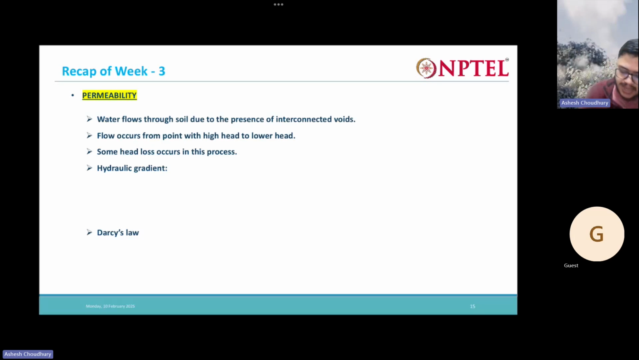Say you have a soil mass like that, and this is the datum. This is point A, this is point B. The head at this point is HA, and the head at this point is HB. So obviously water is going to flow in this direction.